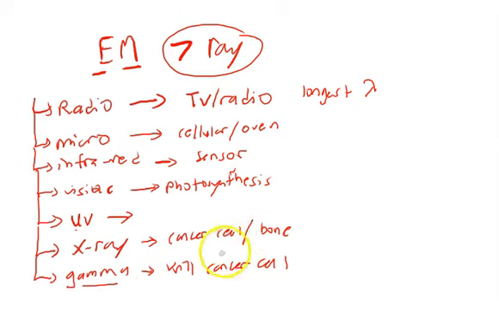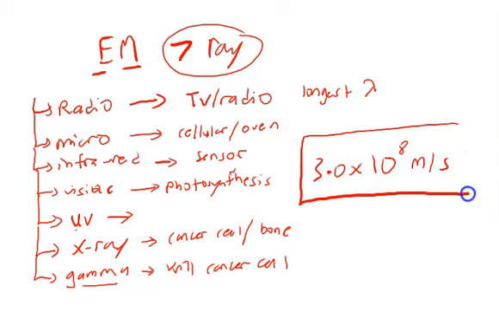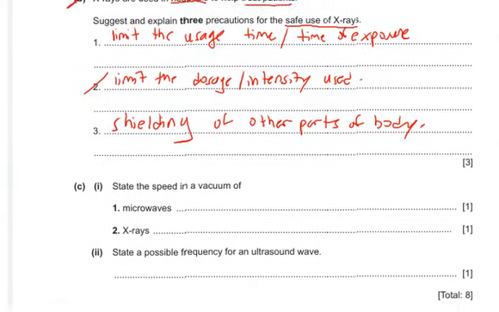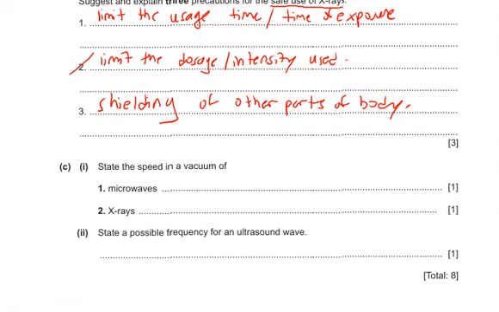Okay, there's another medication they're using, which is chemotherapy. Okay, so these are the basics of the electromagnetic rays, and all of their speed is 3.0 times 10 to the power of 8 meters per second. So these are their speed. They are following the speed of light. Okay, now let us go back to the question here. So for microwave and X-ray, they have the same speed, which is this meter per second, and the same goes to here.